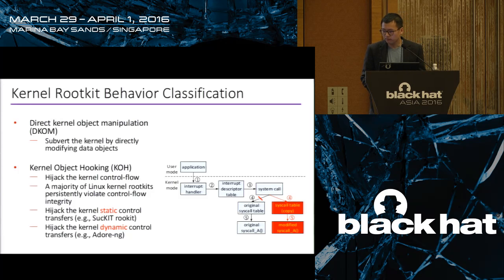Okay. Here are two specific examples of these rootkits. One is the Suterusu rootkit. This rootkit basically gives you a fake syscall table. Another example is the Adore-ng rootkit. This rootkit changes the control flow at the virtual file system layer for some of the syscall routines.